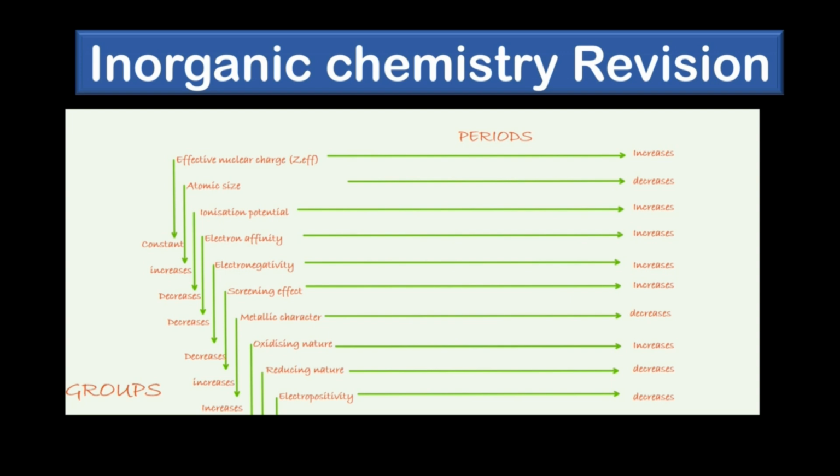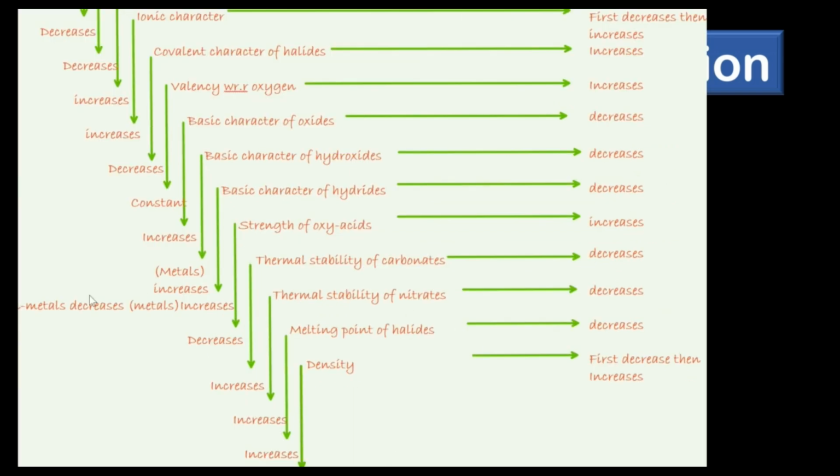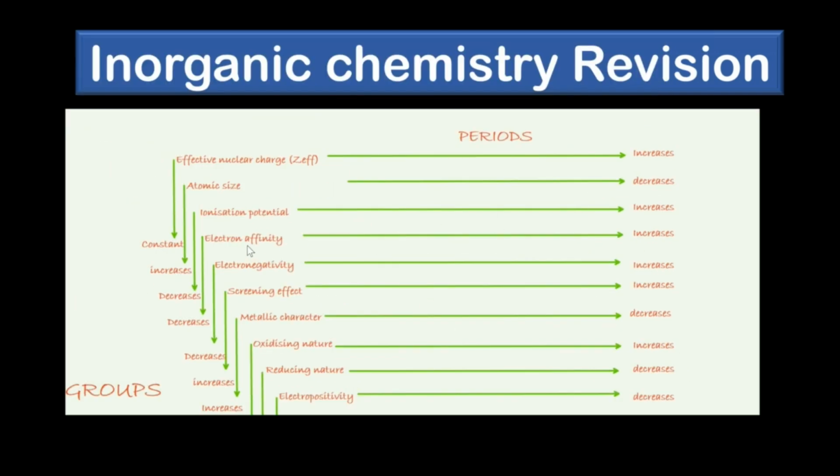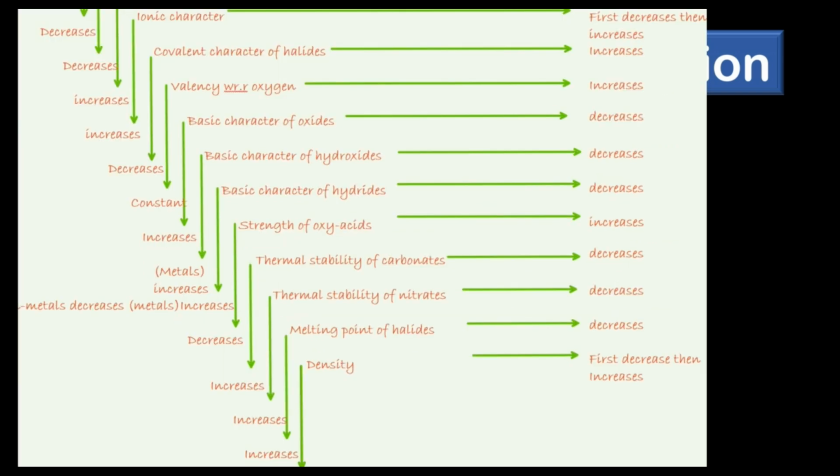The effective nuclear charge increases as you move across the period. Atomic size decreases. And ionization potential, electron affinity, electronegativity, all are in the same category. Those increase as you move left to right in the period, and decrease down the group. The metallic character decreases, oxidizing nature increases, reducing nature decreases. You can take a screenshot of it if you want. Here also the whole picture is given.